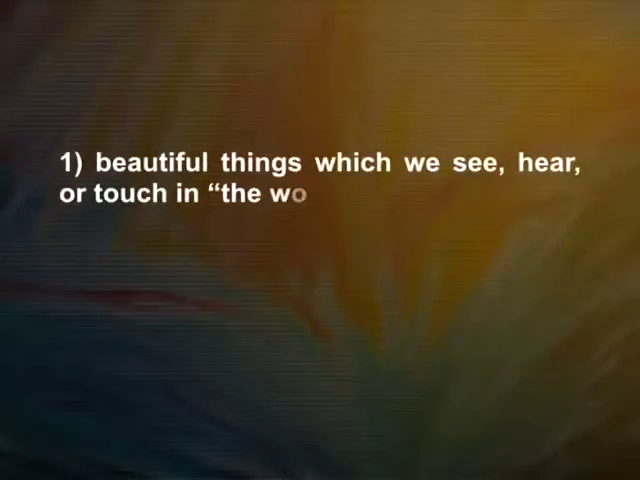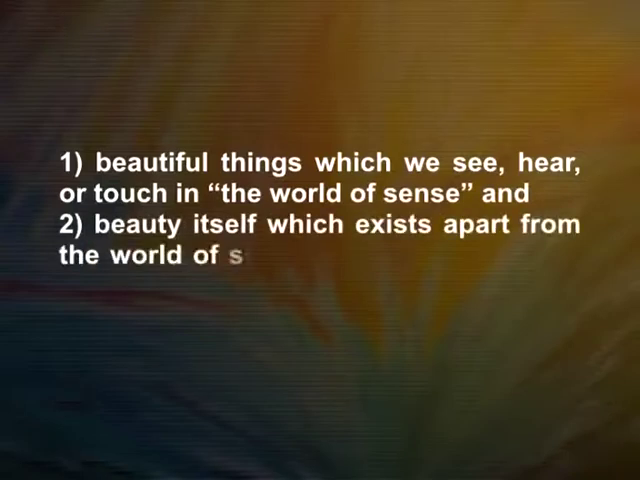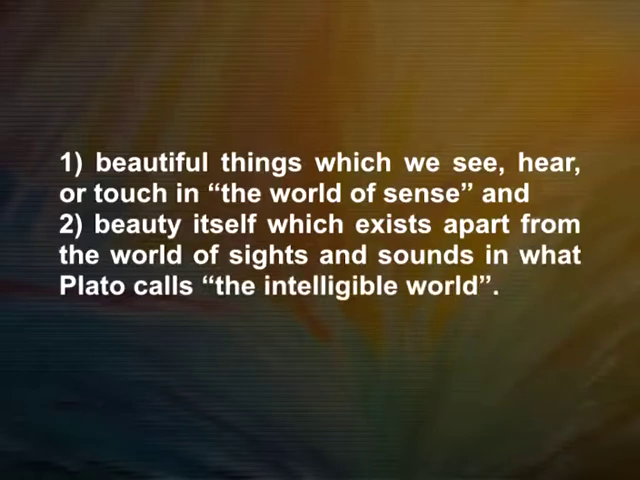Plato draws a sharp line between beautiful things which we see, hear or touch in the world of sense and beauty itself, which exists apart from the world of sights and sounds in what Plato calls the intelligible world. However, he further tries to discover the properties that all beautiful things have in common in the world of senses. There are beautiful things which are simple and beautiful things which are complex.